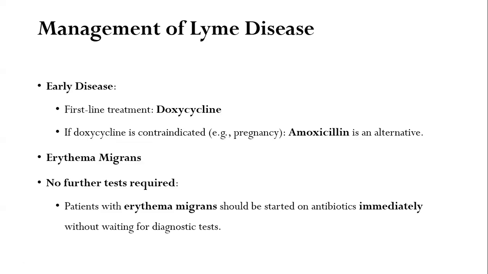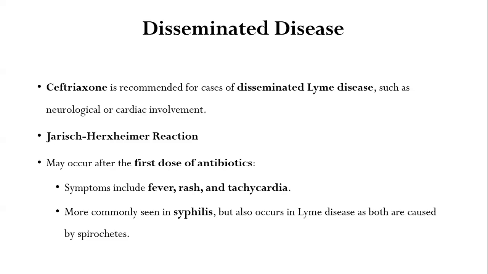For the management of Lyme disease, the first line treatment is doxycycline. If doxycycline is contraindicated, for example in pregnancy or in children, amoxicillin is an alternative. Erythema migrans, as I already mentioned, is a clear-cut indication to start antibiotics immediately, even without waiting for a diagnostic test. So if erythema migrans or a typical rash is displayed in the picture, particularly in MRCP Part 2 exams, you have to start the antibiotics immediately without waiting for the diagnostic tests. For disseminated Lyme disease, you should use ceftriaxone, particularly in patients with neurological or cardiac involvement.